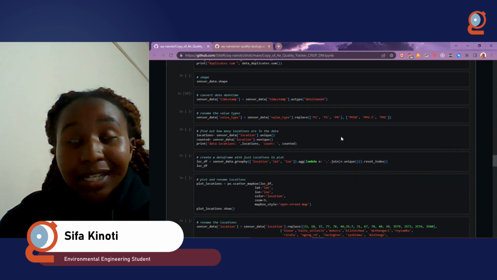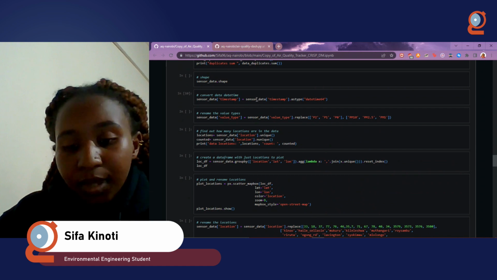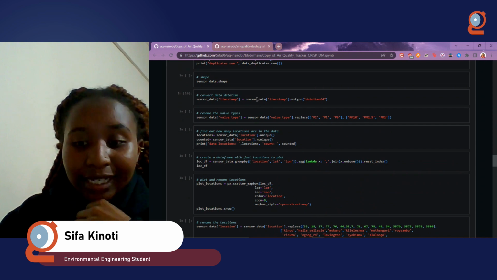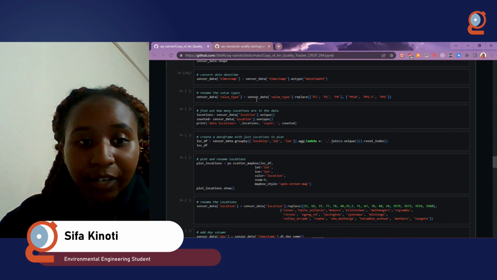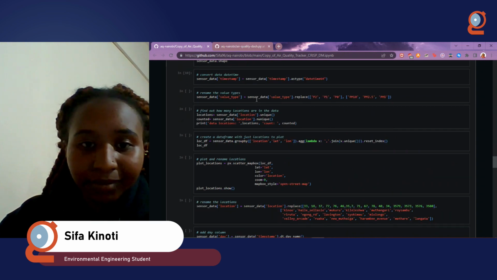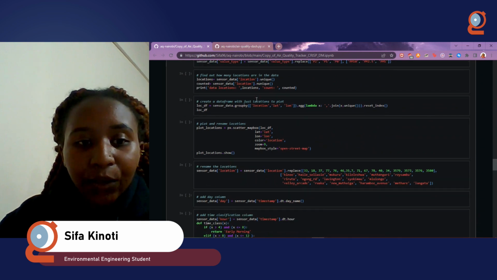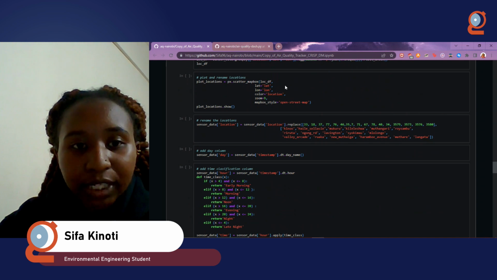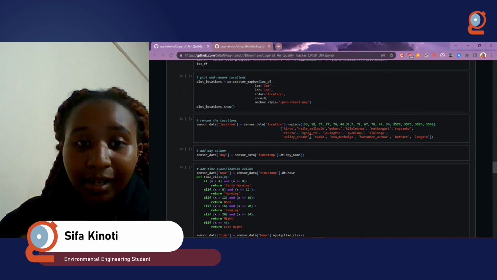When you check the shape, it has so many values, and then something that's very important is that you need to convert it to datetime. When you convert your column that has the dates to datetime, it makes it much easier to work with. And then I renamed the value types because at first they weren't as they are now. As I said, I transformed it beforehand. And then I also plotted them on the map so that I can see how distributed these sensors are.